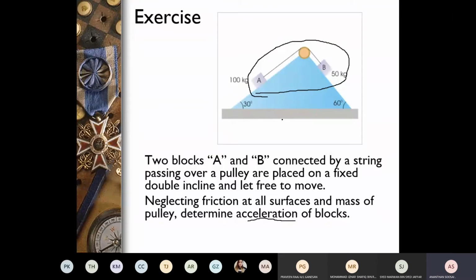Okay, now we have a big problem. Is the 1000 kg going to slide down, or is the 50 kg going to slide down?